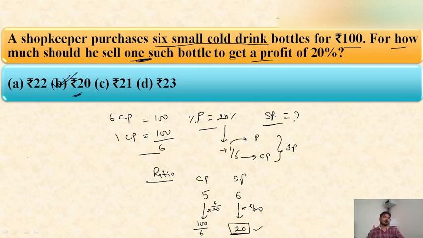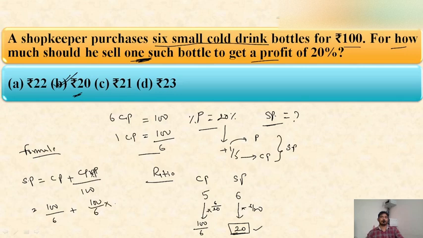Suppose you want to go with the formula approach, you can substitute the values here. The selling price will be equal to cost price plus cost price into profit percentage divided by 100. Substitute the values here. What is the cost price here? 100 divided by 6 plus 100 divided by 6 into 20 percentage divided by 100.